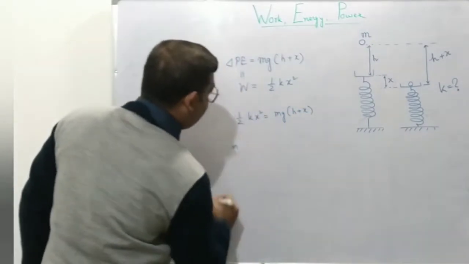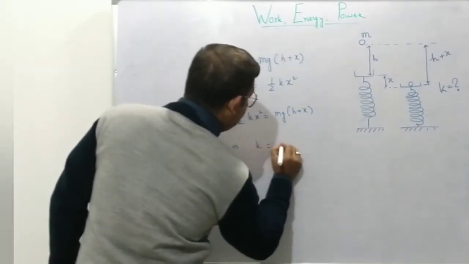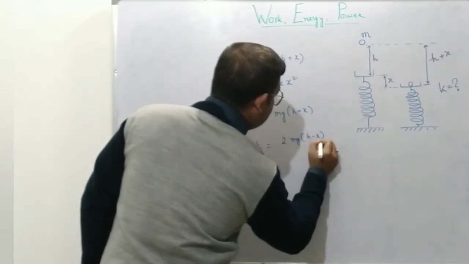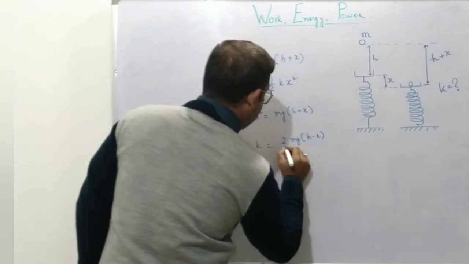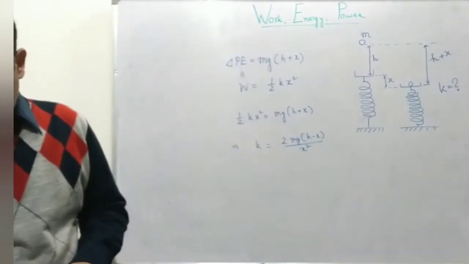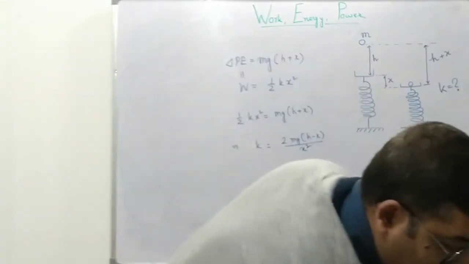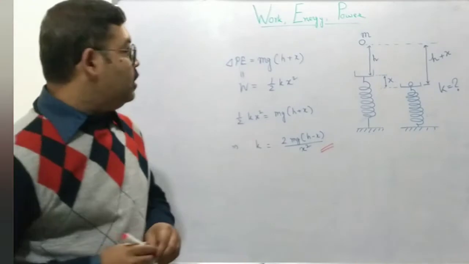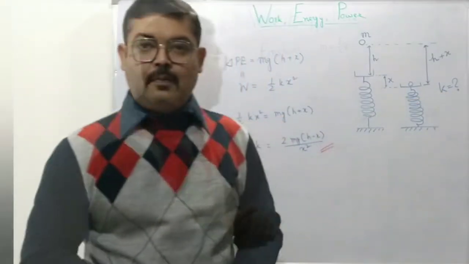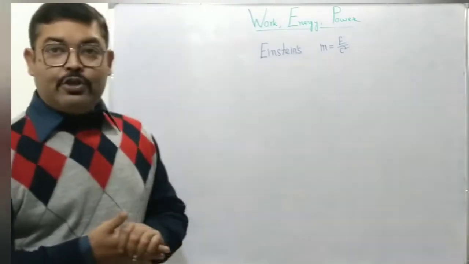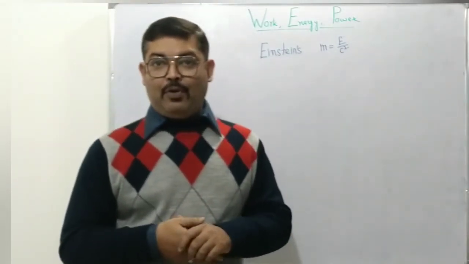Cross multiplication will give us k equals 2mg(h minus x) divided by x squared, and this will be our required result, the required spring constant of the spring k.